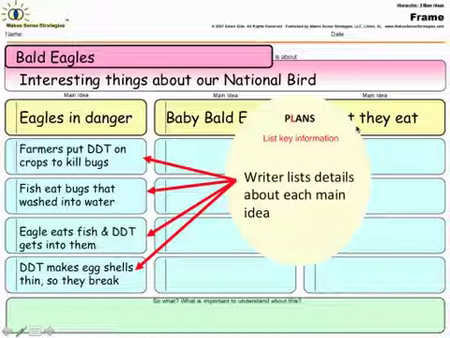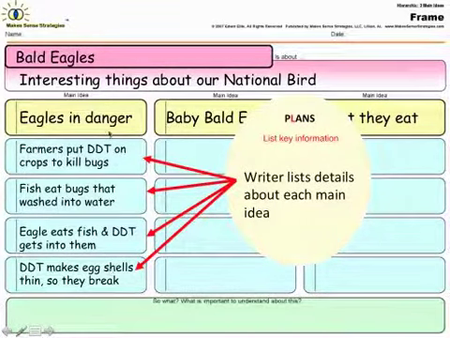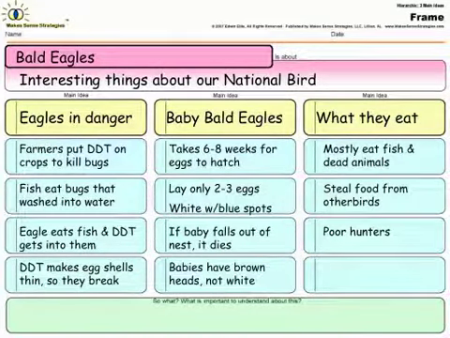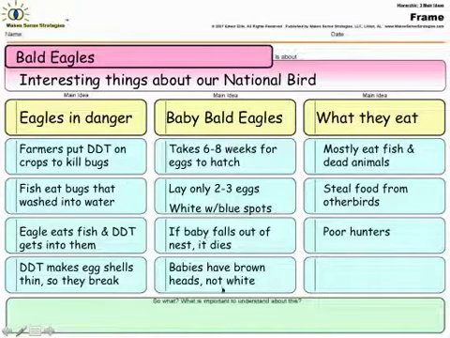And then for each of these, we're going to list the various specific points we want to make about that main idea. So in terms of how they're in danger, farmers put DDT on the crops to kill bugs, fish eat the bugs that washed into the water, the eagle eats the fish and the DDT gets into them, and that DDT makes the eggshells really thin so they break, thus endangering baby bald eagles from being born. And so we basically go through each of these and list what are the specific points or details we want to say about each main idea.